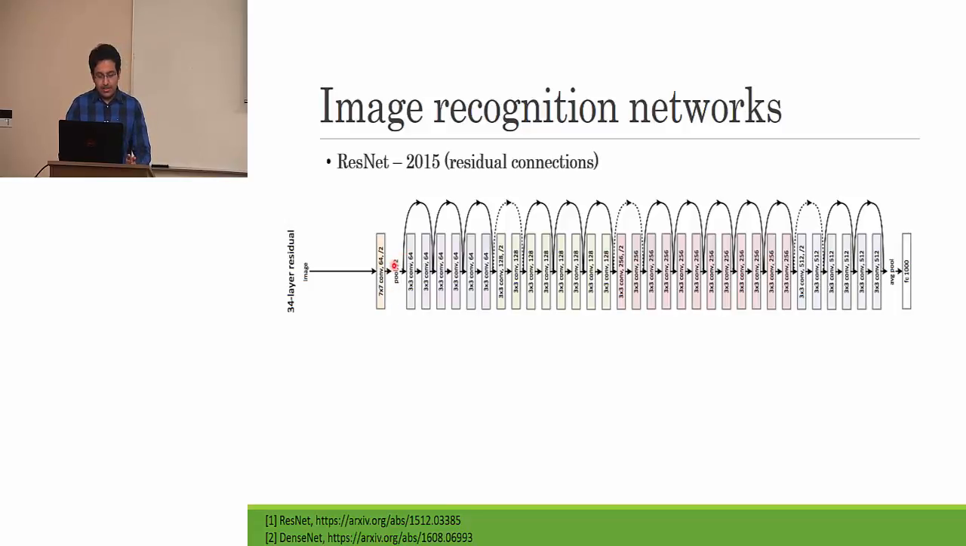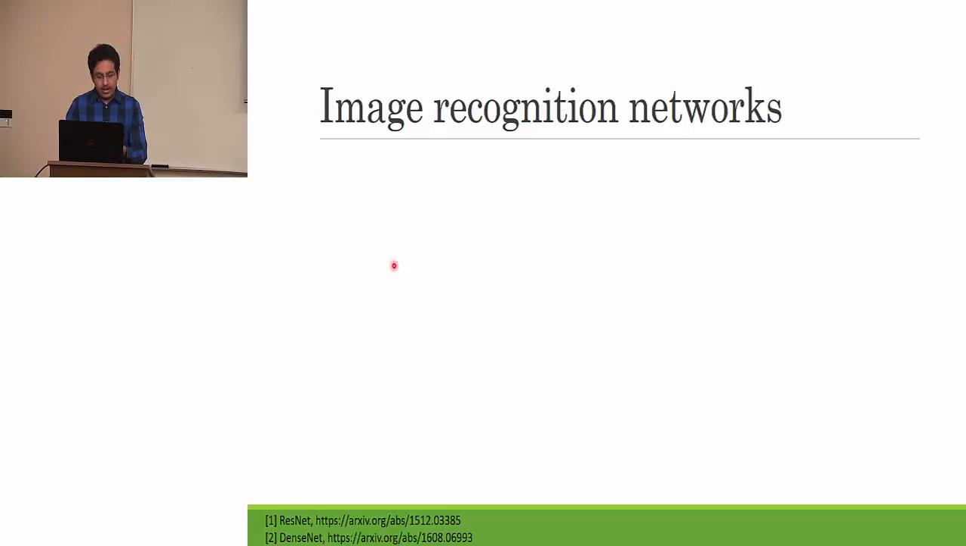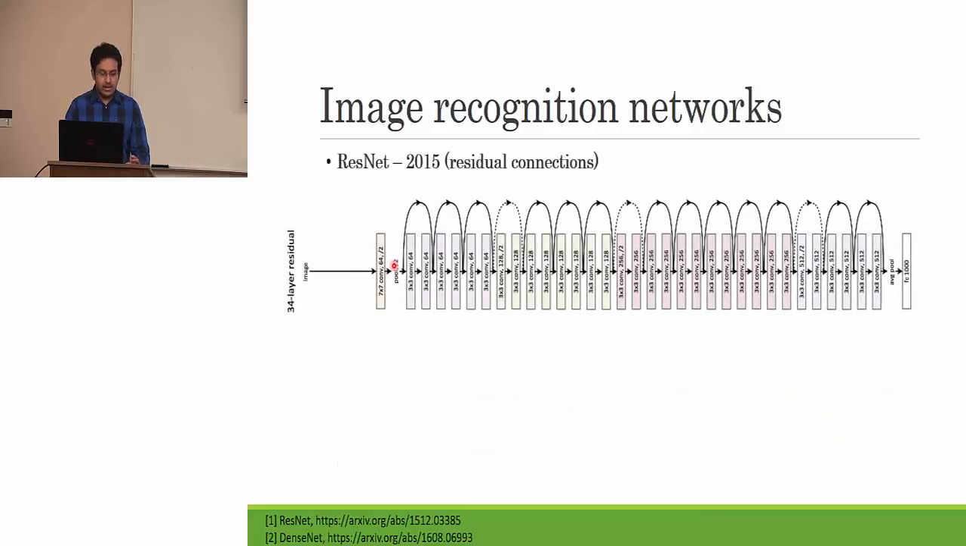So the key difference between the earlier architectures and ResNet is that they introduced something called skip connections, residual connections. So the output at this layer is just bypassed to this point. It's just bypassing across a few layers.